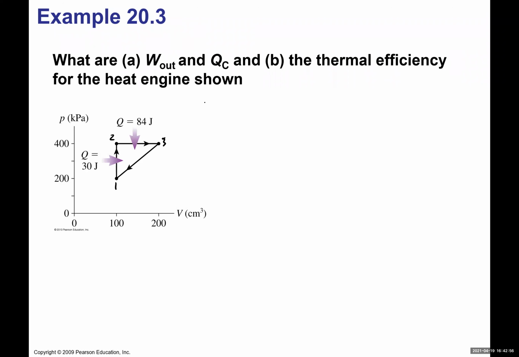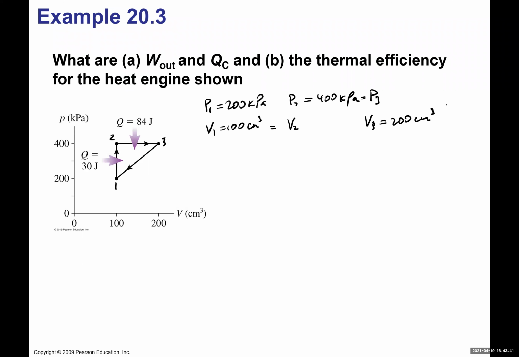So we're given, let's say, P1, that's 200 kilopascal. P2 is 400 kilopascal. And that's technically the same as P3, because going from 2 to 3 is isobaric. Then we have the volume. Volume 1 is given as 100 cubic centimeters. Volume 2 is the same as volume 1. And then volume 3 is given as 200 cubic centimeters. So we're given those values.